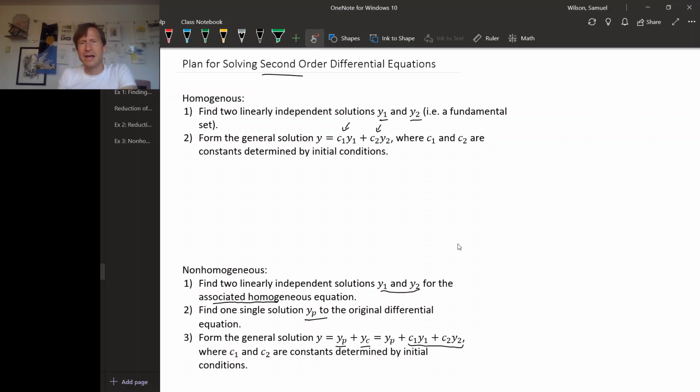So that's the plan. You can see that whether the equation is homogeneous or non-homogeneous, we do have to solve some homogeneous equation, whether it's the original homogeneous equation or the associated homogeneous equation. So let's concentrate for a second on finding solutions to a homogeneous linear second order differential equation. Now we have to find two, so what we might do to get ourselves started is just suppose we know one solution and see if we can use that to find the second solution.